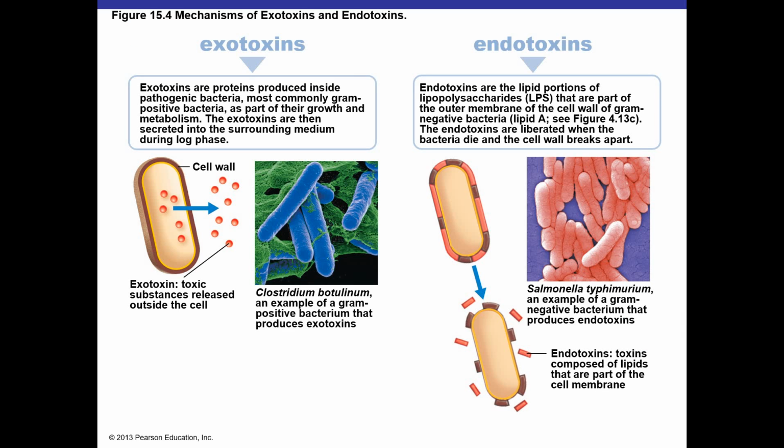So now we're going to compare the mechanisms of exotoxins and endotoxins. The tetanus exotoxin was an example of these exotoxins; exo means that they're secreted. These are most commonly made by gram-positive bacteria, and it's part of their growth and their metabolism that they secrete these exotoxins. Endotoxins, on the other hand, are part of the LPS, the lipopolysaccharide layer of gram-negatives. Specifically, the lipid A is what's said to be toxic. So these endotoxins are liberated when the bacteria are dying and their cell walls start to break apart.